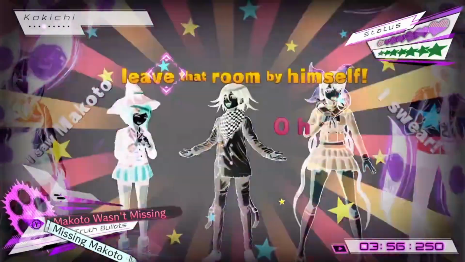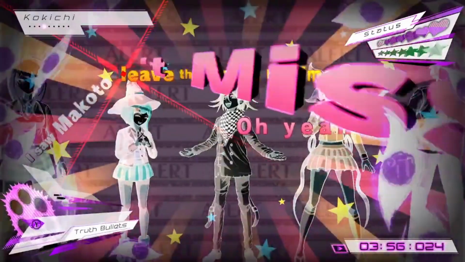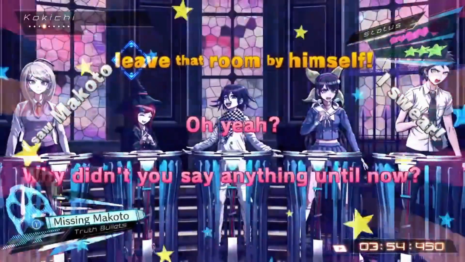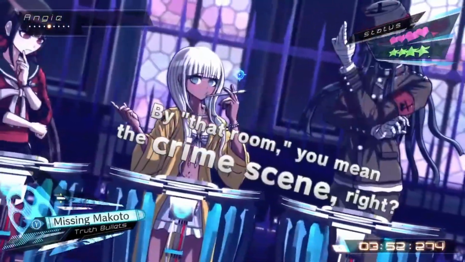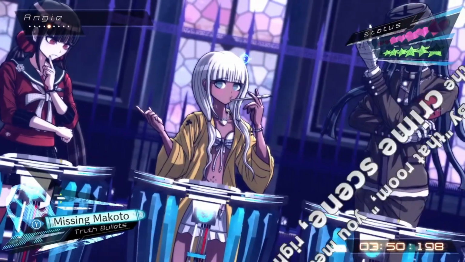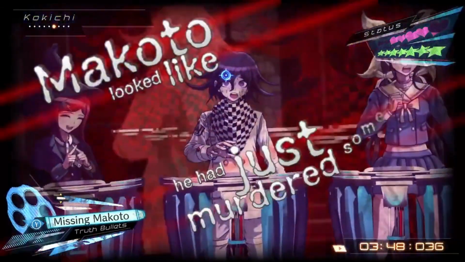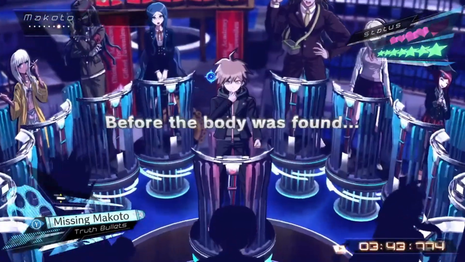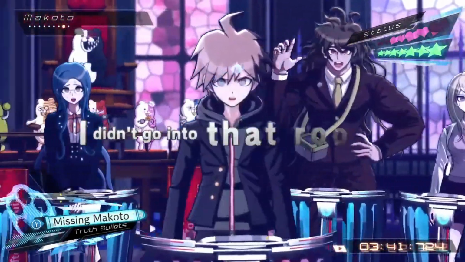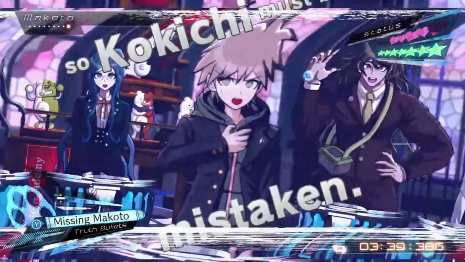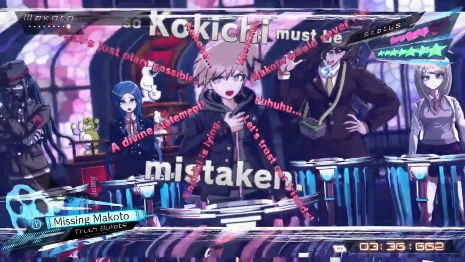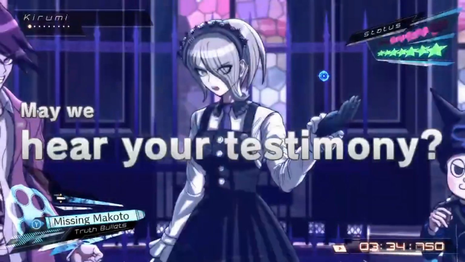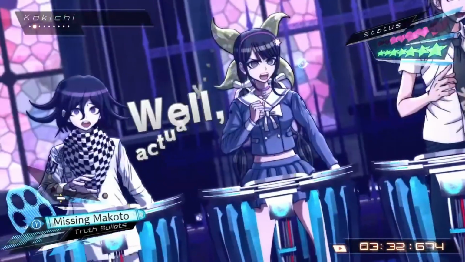I saw Makoto leave that room by himself! I swear! I missed again. Ow. By that room, you mean the crime scene, right? This is bad. Makoto looked like he had just murdered someone. How do I speed it up? What button is it? I didn't go into that room even once. So Kokichi must be mistaken. Okay, X is the speed up. That's weird.